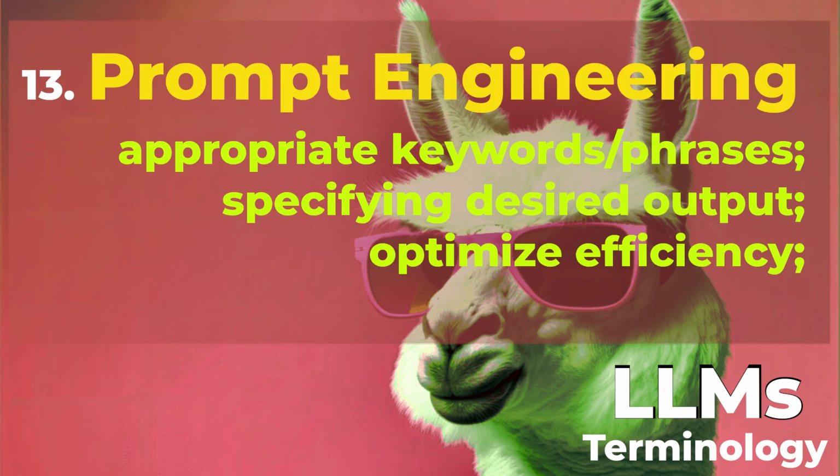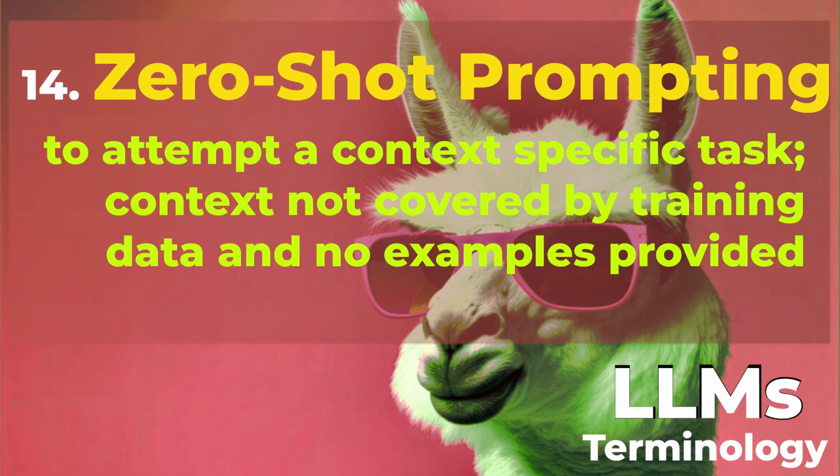Prompt engineering involves designing prompts for models to generate high quality output. Prompts are input patterns used to guide the LLM's behavior so output is relevant to a specificity. Appropriate keywords and phrases, specifying the desired output structure, and optimizing for performance and efficiency are key. Zero-shot prompting is to prompt for a task without specific training on context-specific tasks. Here, LLMs rely on their generalized understanding of tasks to give a response.